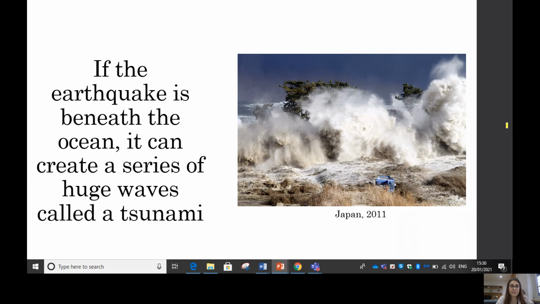And number 5, if the earthquake is beneath the ocean, it can create a series of huge waves called a tsunami. Is a tsunami a human or a physical effect?